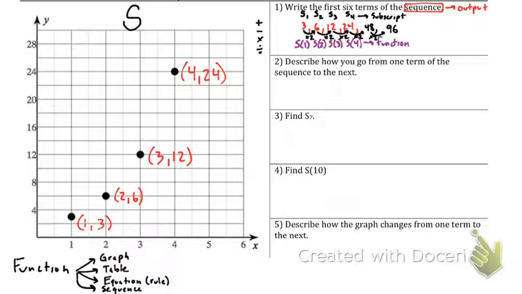All right, number 2. We want to describe how you go from one term of the sequence to the next. Well, we kind of figured that out already. How do I go from this guy to the next? I'm multiplying by 2. So I'm just going to write that in. By multiplying by 2.